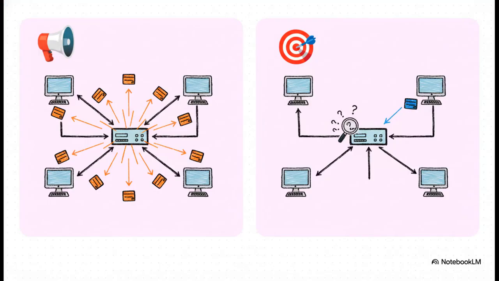So, how do we fix all that chaotic shouting? Well, we evolve. We get a switch. A switch is so much smarter. See, it learns the unique address for each device connected to it. Think of it like a name tag. It's called a MAC address. So when a message comes in, the switch just looks at the tag and sends it only to the computer it's meant for. This turns that loud, messy room into a series of quiet, private conversations. Everything gets way faster and a whole lot more secure.